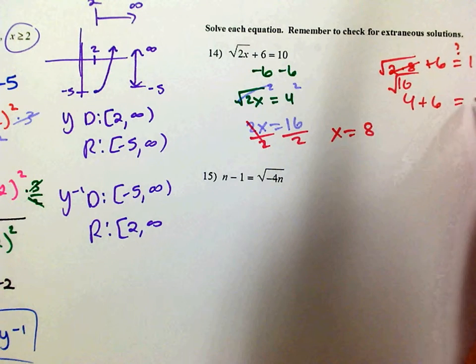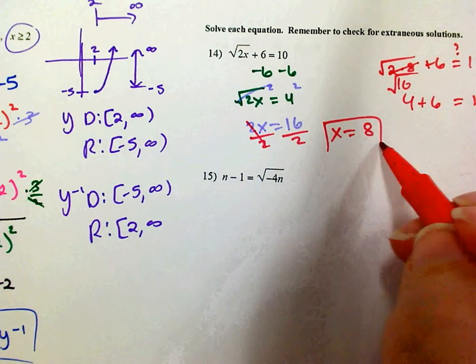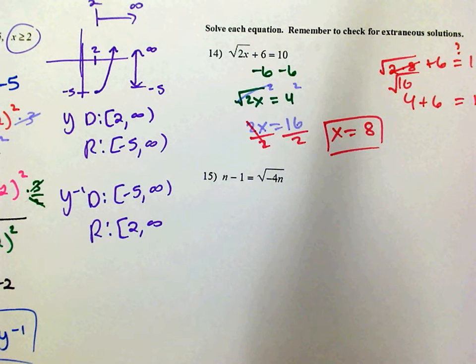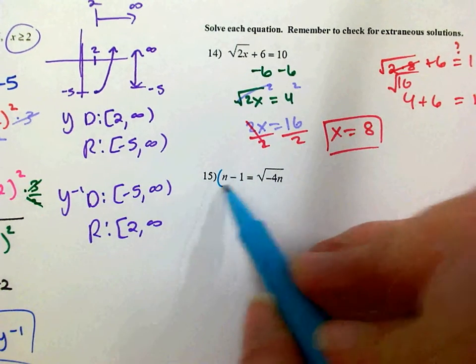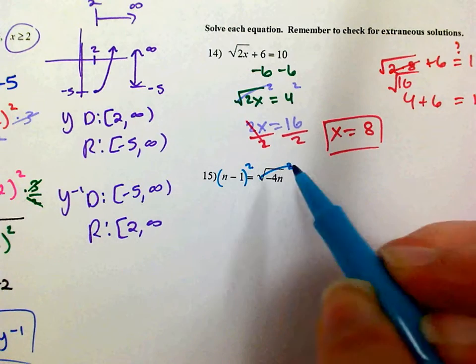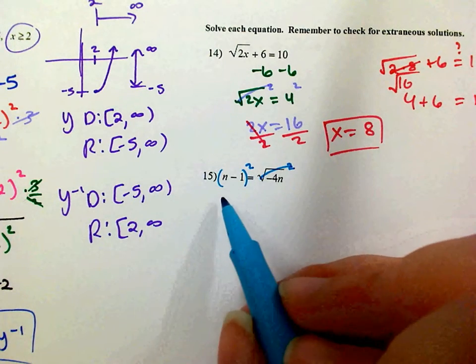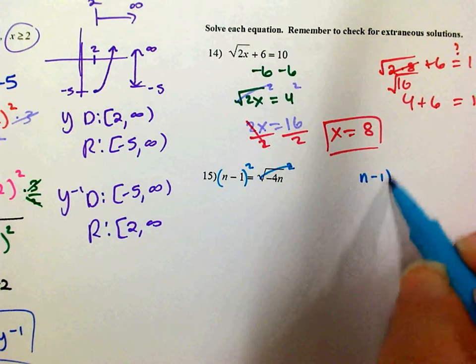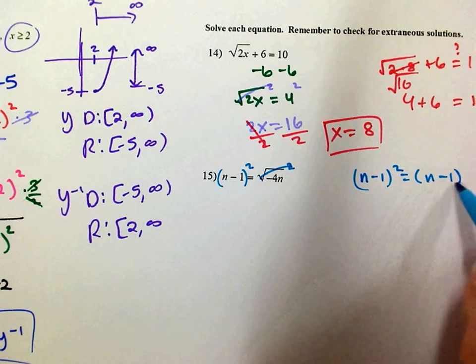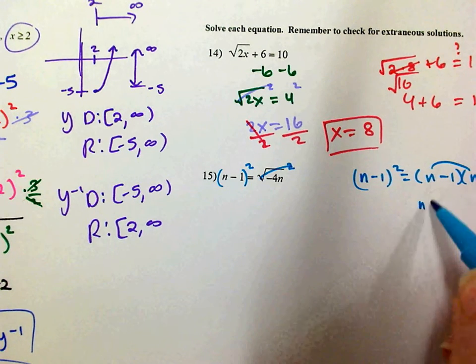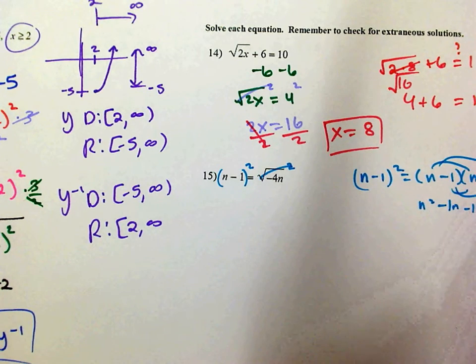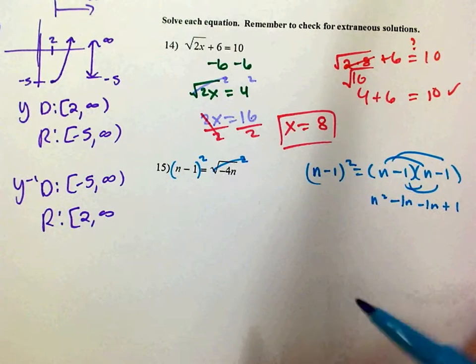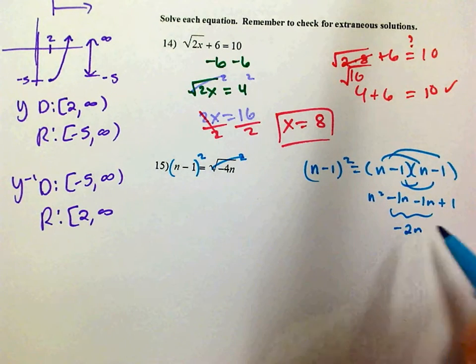Okay. On 15, I need to get rid of the square root. So the only way to get rid of the square root is to square, but I have to square the whole side of the equation. So I'm left with n minus 1 squared, which equals n minus 1 times n minus 1, which equals n squared minus 1n minus 1n plus 1. Okay? That's a negative 2n, so I'm left with n squared minus 2n plus 1 equals a negative 4n.